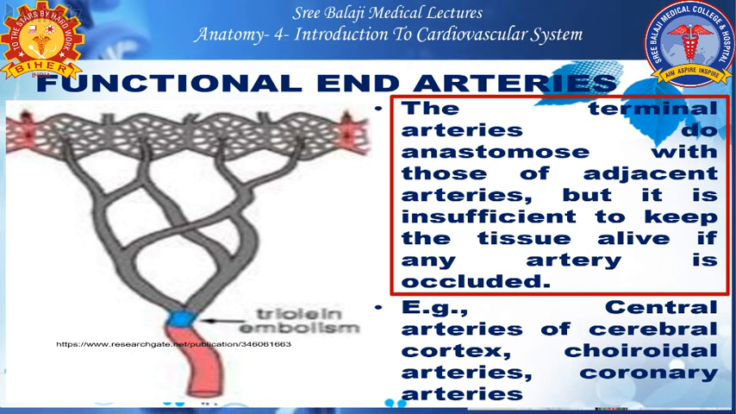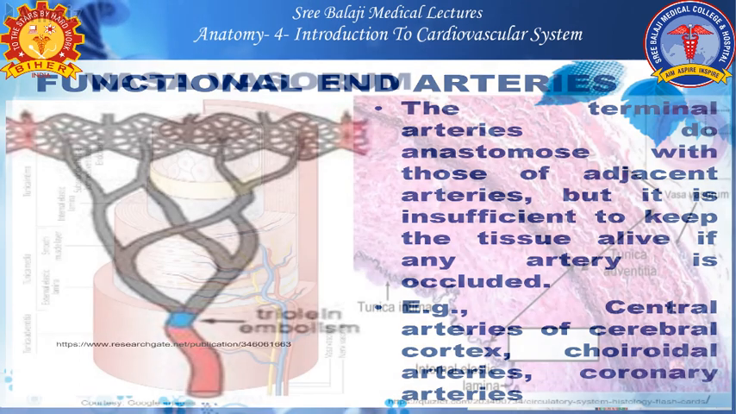Coronary arteries. In case of coronary arteries, there can be bilateral collateral circulation which can happen. So that is why in cases of myocardial infarction of the older people, the chances of death is less. But whereas the chance of death is more when the MI occurs in young because there is no collateral circulation.